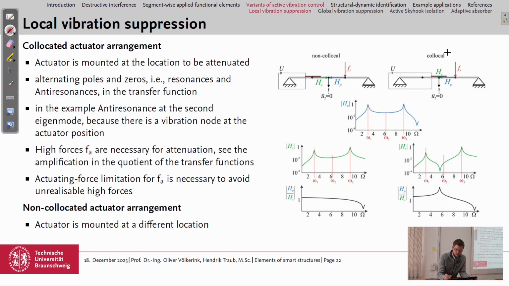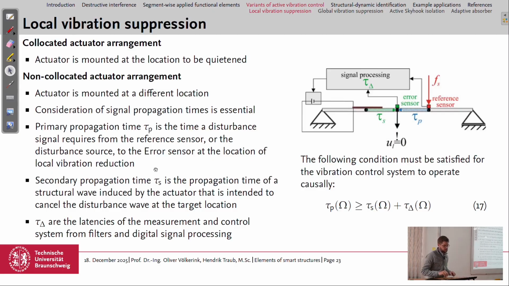Collocal or collocated means that the actuator is on the position where we want to calm down the structure. And non-collocal would be the second option we now have a look at. In this case, we have the actuator not at the position we want to calm down the structure. So the actuator is mounted at a different location.